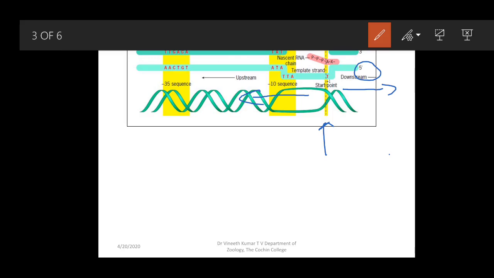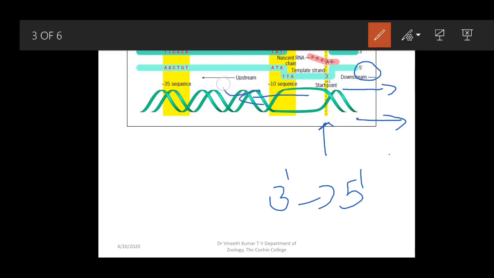So it is more accurate to define it in terms of direction as 5' and 3'. From the start site, the DNA sequence of the template towards the 5' end is referred to as downstream, and towards the 3' end is referred to as upstream. Transcription will move downstream of the start site, because transcription, as we said earlier, is in the 3' to 5' direction. From the start site, downstream of the template strand, transcription happens.